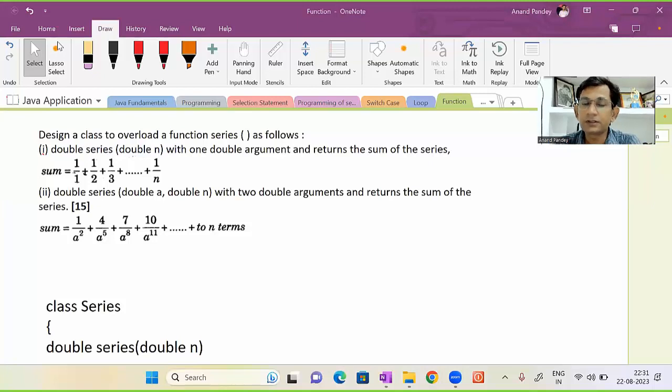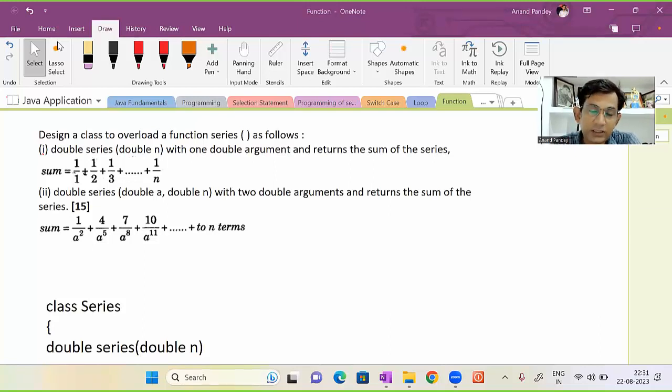So here I am with another program. See on the screen: design a class to overload a function series as follows. As I told you, you may have any 2 or 3 functions, and those functions may have anything. They may have 2 series, they may have to calculate some, to print some patterns. You may have 2 programs of string. Any 2 or 3 things will be there from your syllabus.